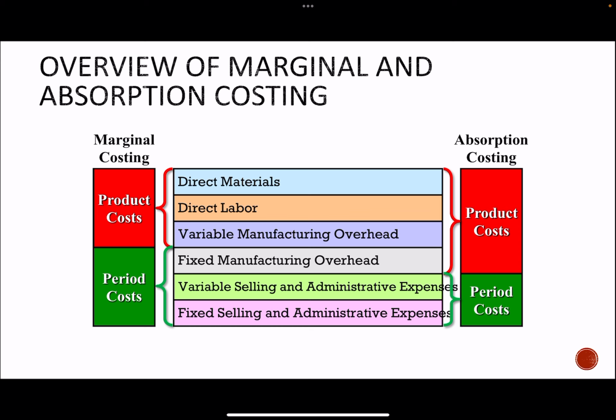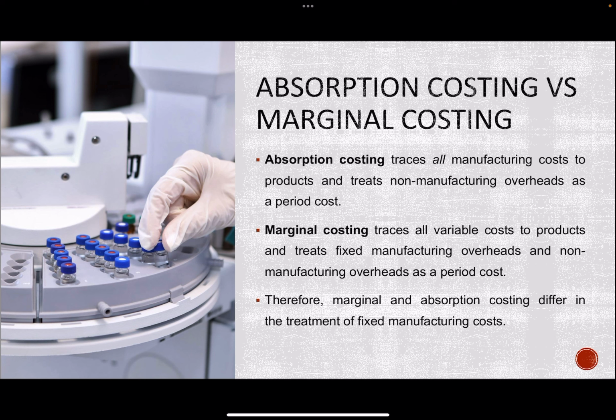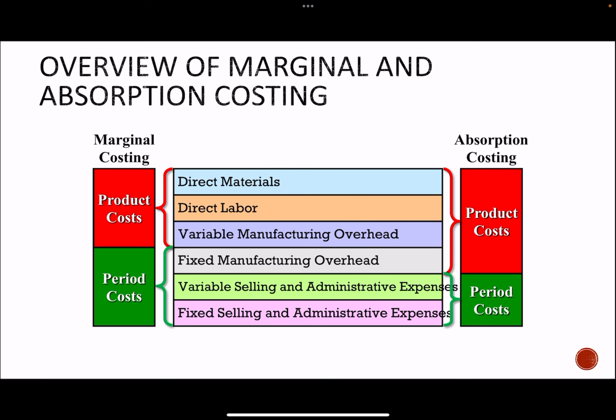Okay? However, marginal costing traces all variable costs to the product and treats fixed manufacturing overhead and non-manufacturing overhead as a period cost. So here we consider only the variable manufacturing cost to be the product cost. Let's go into more details. If you look at the left side of the screen, we're going to see marginal costing. The product cost would be direct material, direct labor, and variable manufacturing overhead. So it only concerns the variable cost of the product.